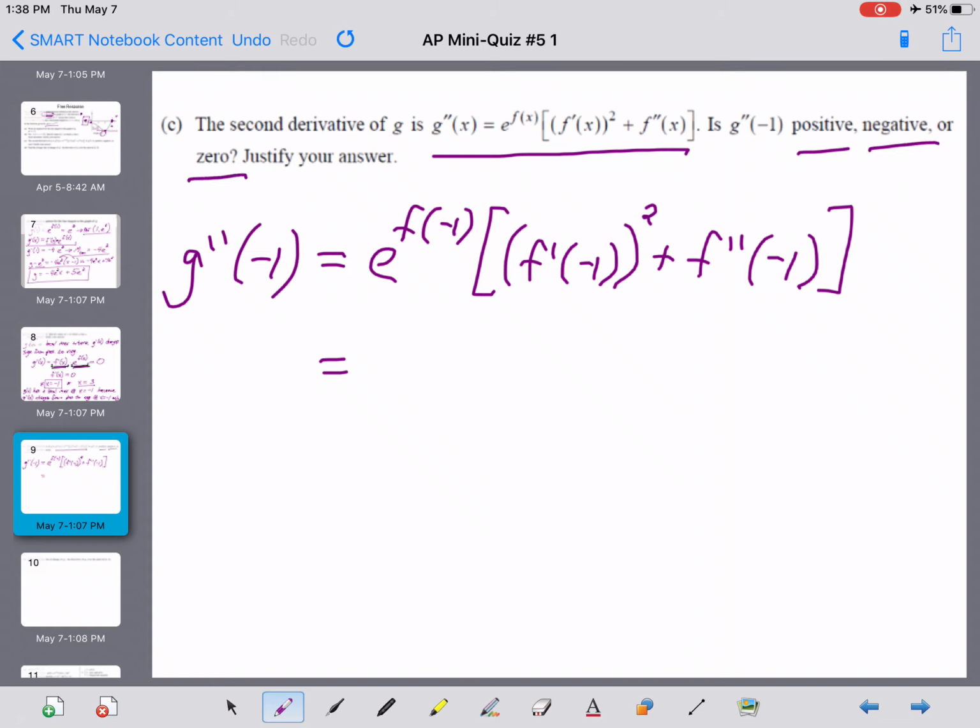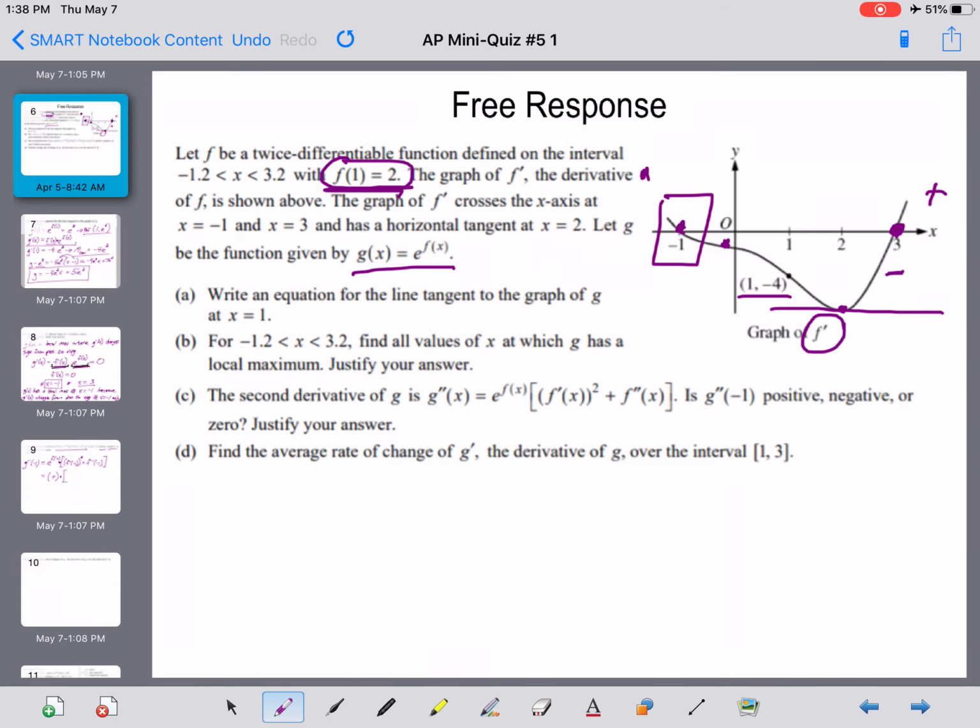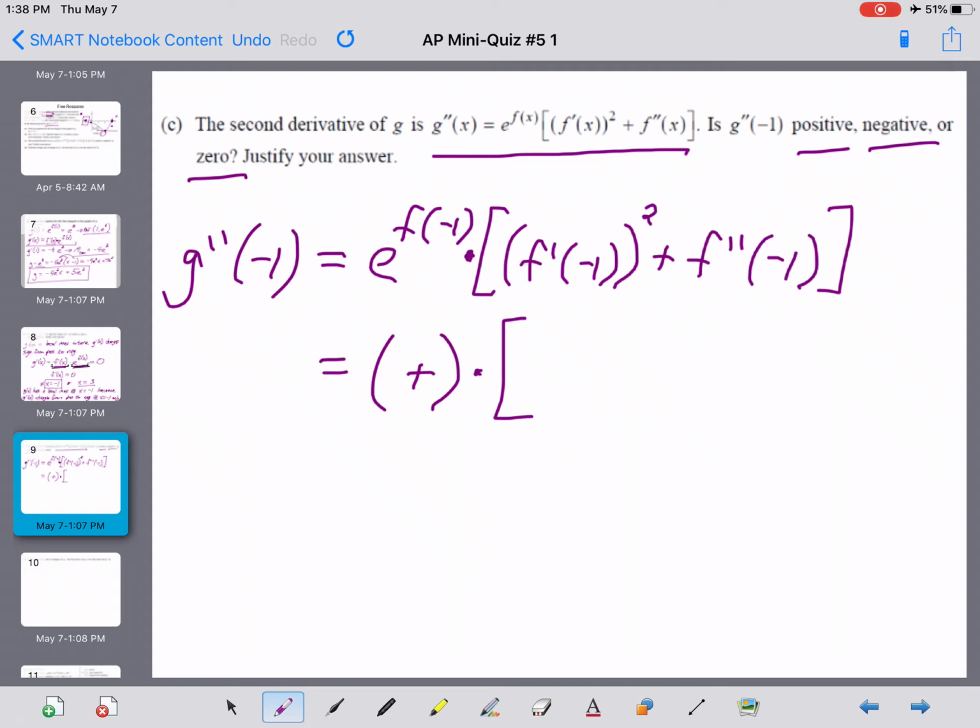So since e to the f of negative 1 is being multiplied by everything else, we know that the sign of this number right here, e to any power, is always going to be positive. So I'm just going to very generically put a plus sign right there, and that means that whatever we come up with inside the brackets should be okay. All right, f prime of negative 1. Here's f prime, and f prime at negative 1 was going to equal 0 because of this point right over here. So the f prime of negative 1 becomes a 0, and I guess we need to square that, sure, plus an f double prime of negative 1. Okay, so again, I don't think the value here matters too much because of the 0 that we got here. I think it's just the sign.